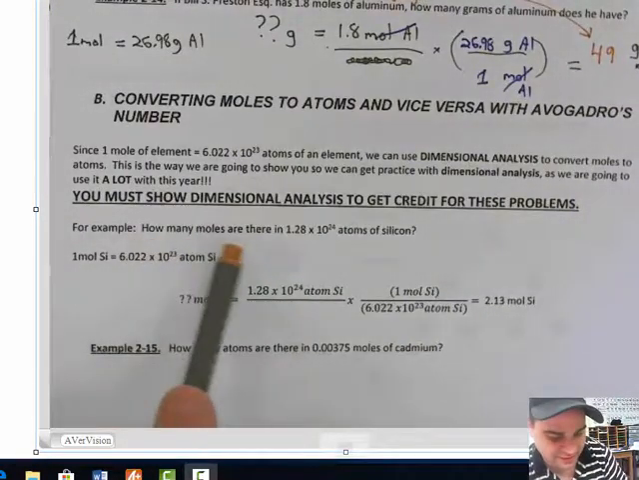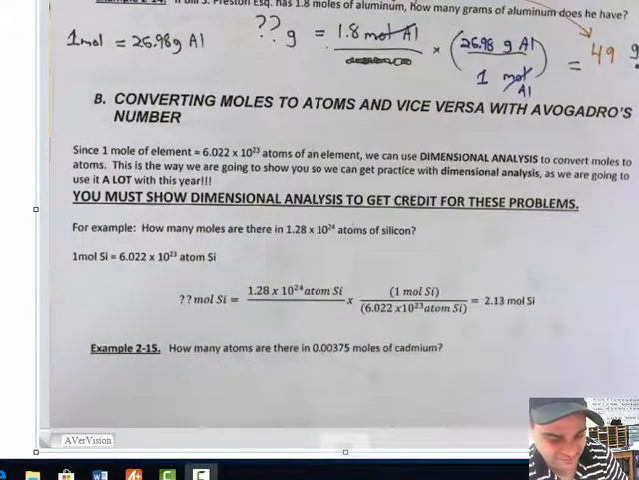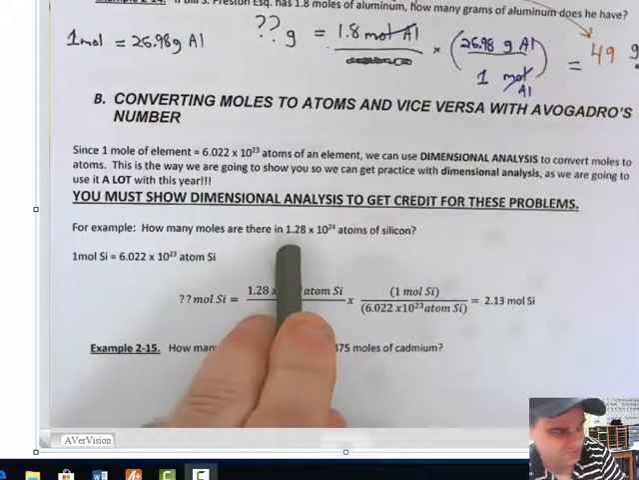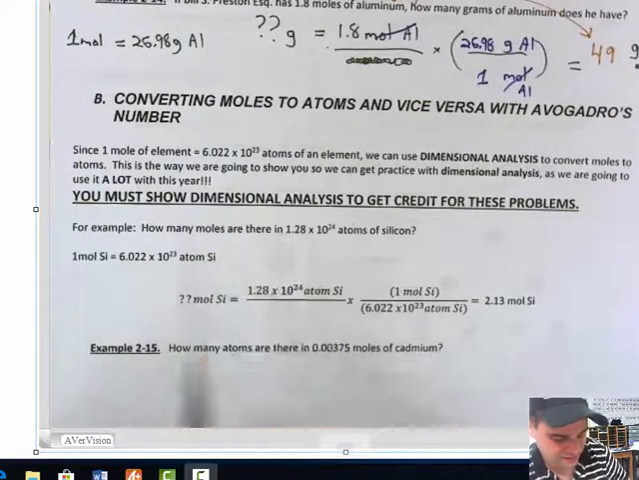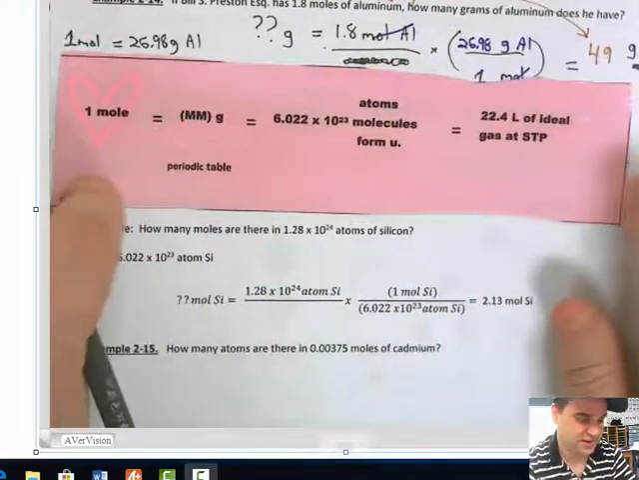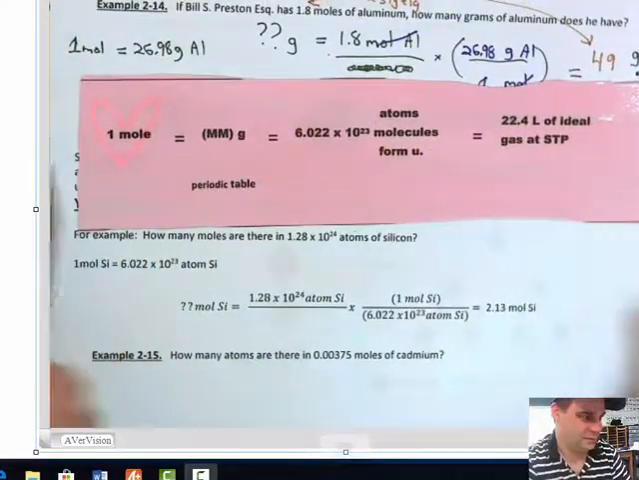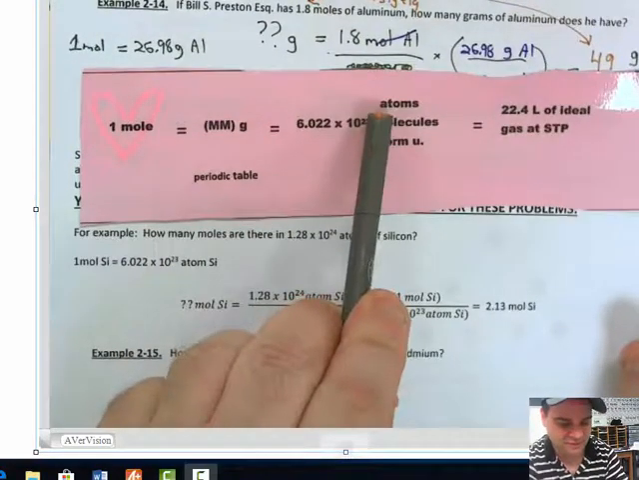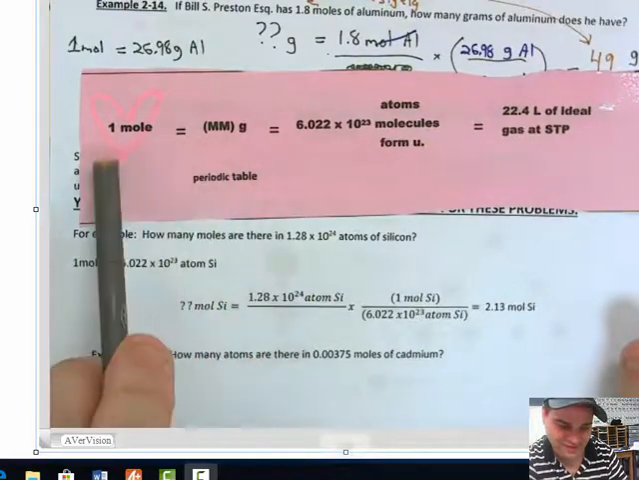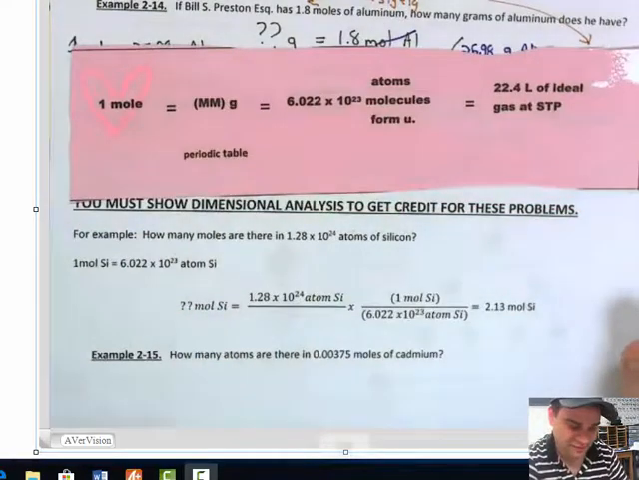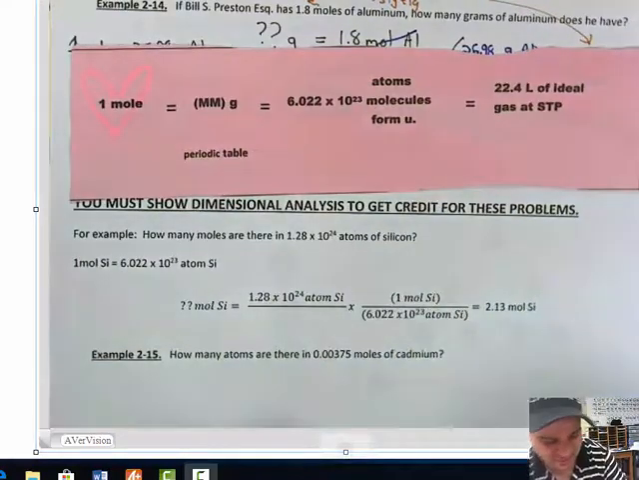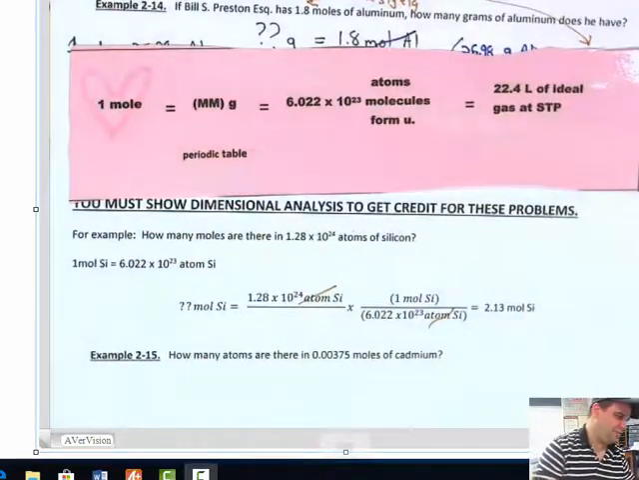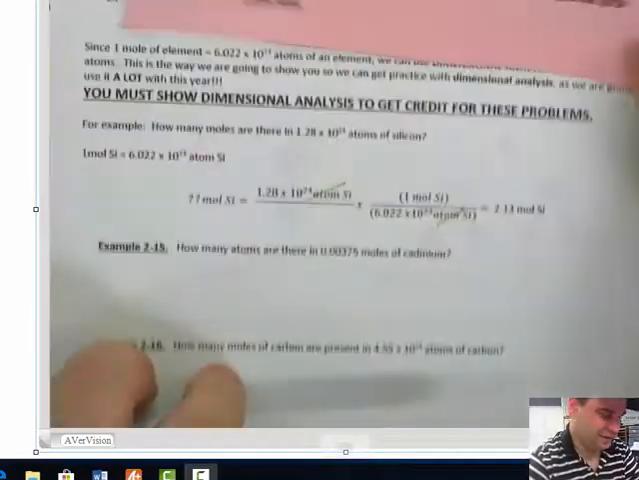How many moles are there in 1.28 times 10 to the 24th atoms of silicon? So we are looking for the number of moles. We are given 1.28 times 10 to the 24 atoms. We get our conversion factors from our nice little tape. Remember, it's 1 mole equals 6.022 times 10 to the 23rd atoms. I don't need the grams because it doesn't mention the grams. So then we're just going to put our numbers in, swish, swish, and then match up our number of significant figures. Ready for me to do a problem like this?